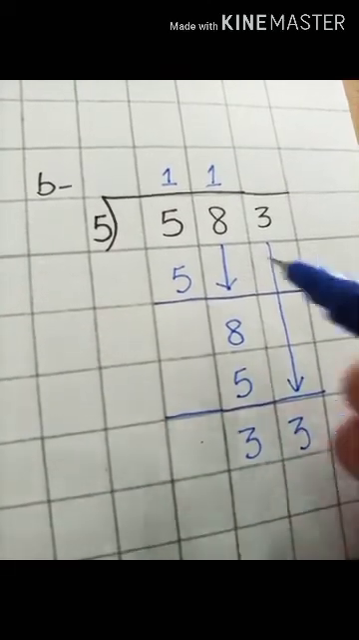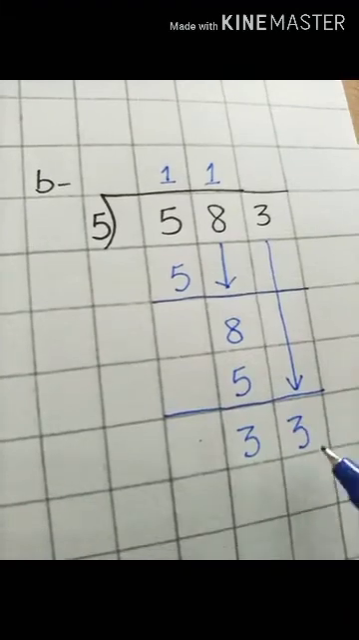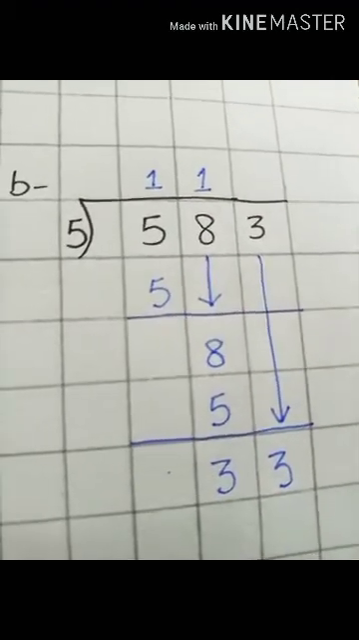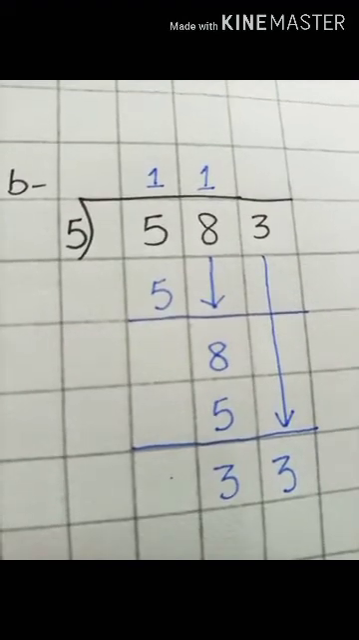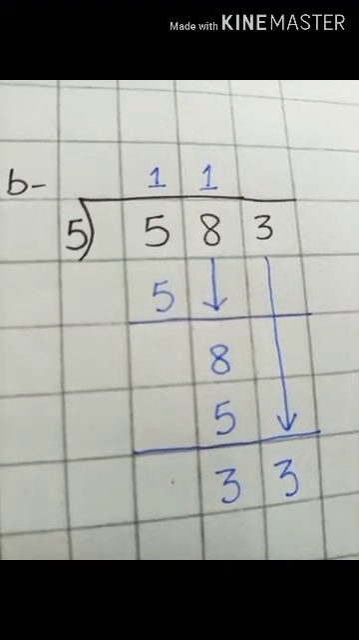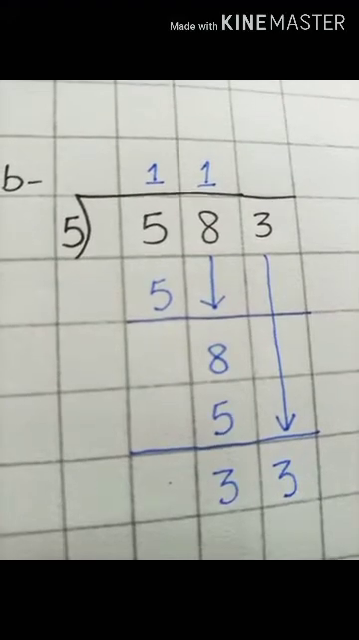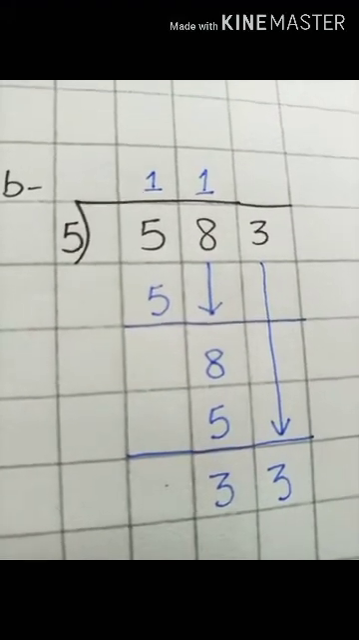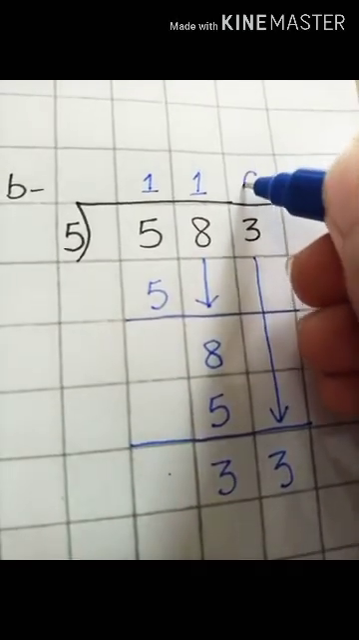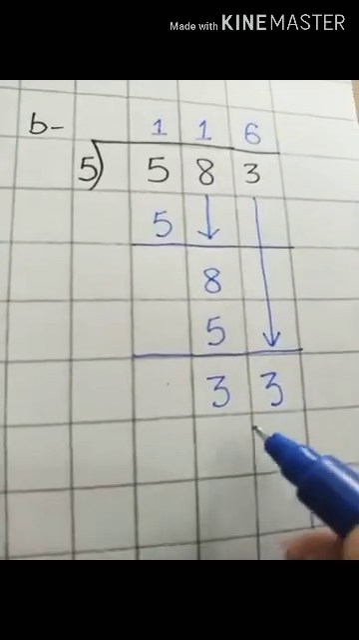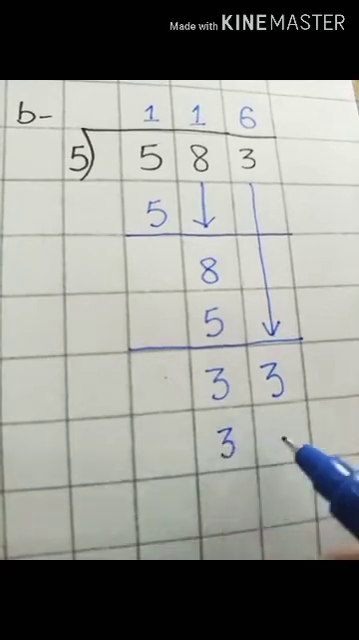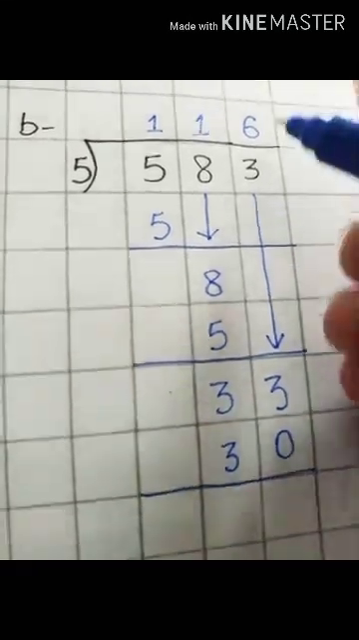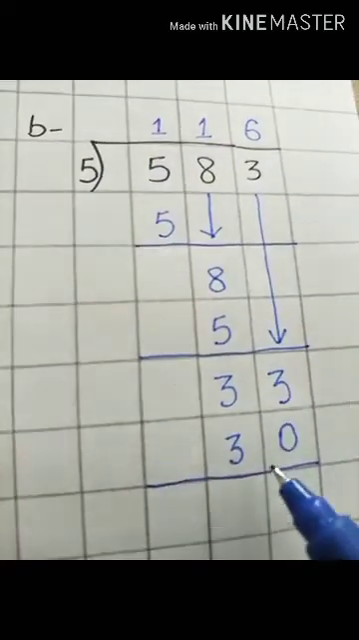Now students, read the table of 5 till the 33 or the number that is smaller than this 33. 5 ones are 5, 5 twos are 10, 5 threes are 15, 5 fours are 20, 5 fives are 25, 5 sixes are 30, 5 sevens are 35. 35 is bigger, so I have to write 5 sixes are 30. Here I am writing the product of my quotient and my divisor, that is 30.